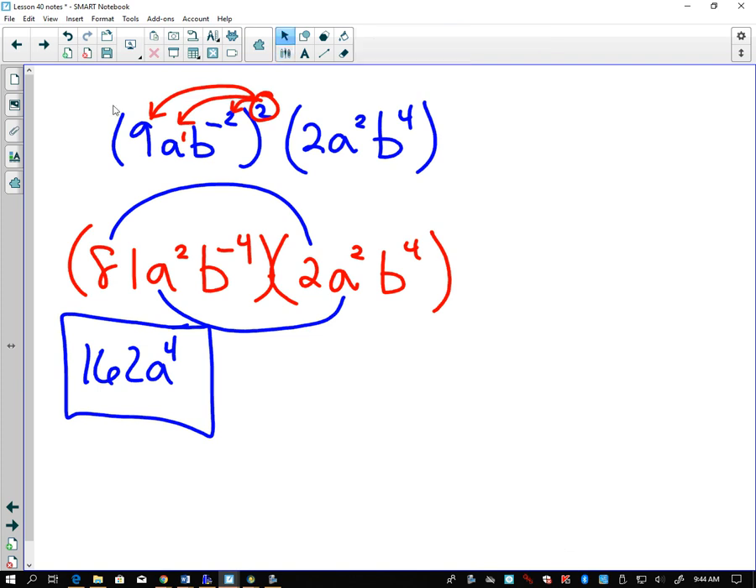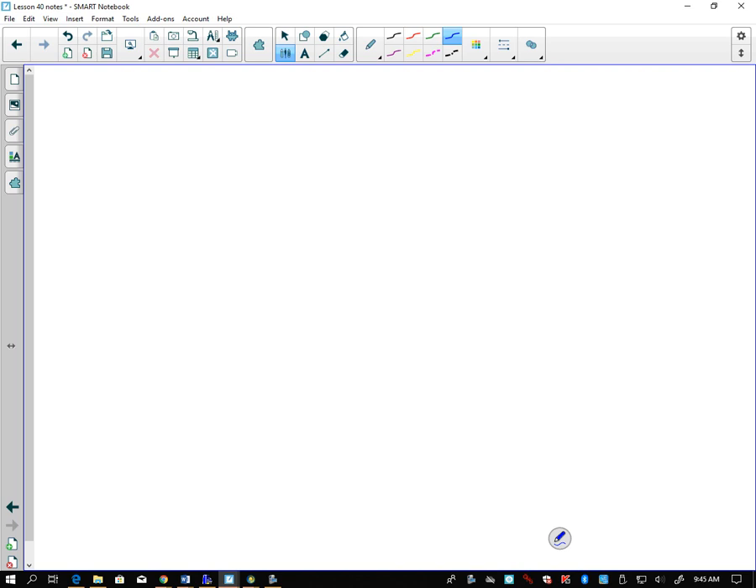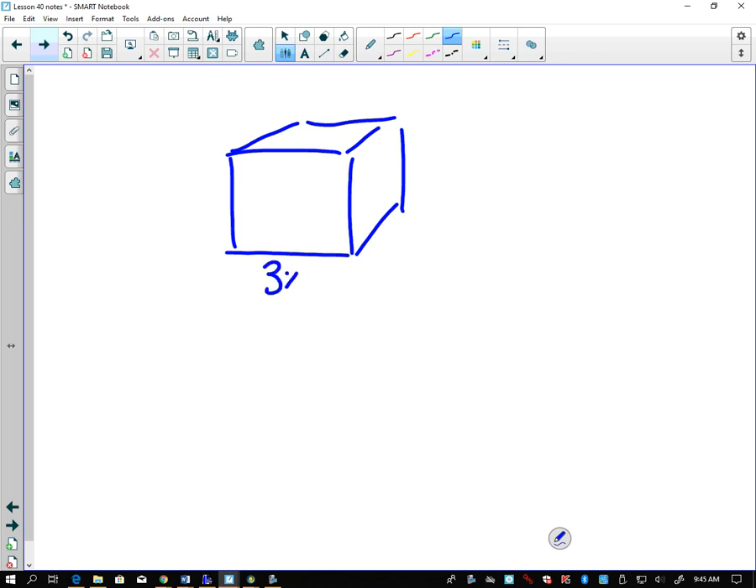G. I heard G. Okay, shipping container is in the shape of a cube. Looks something like that. With sides, okay, so a cube. What do I know about the sides of a cube? They're all the same. And so if one side is 3x, then all sides are 3x.